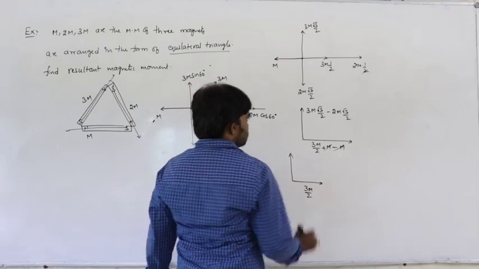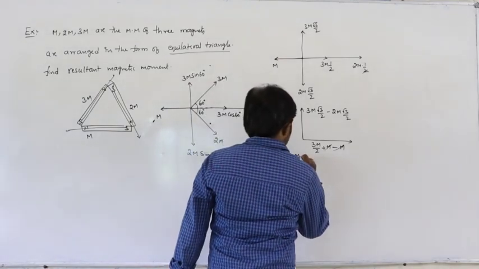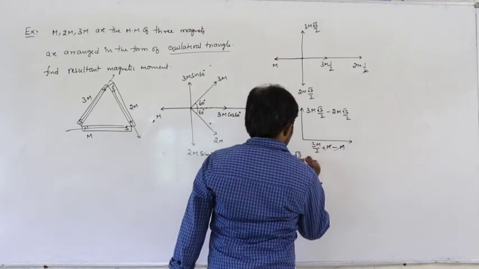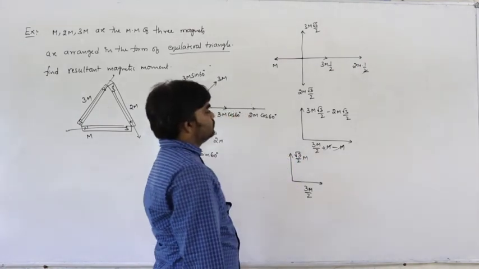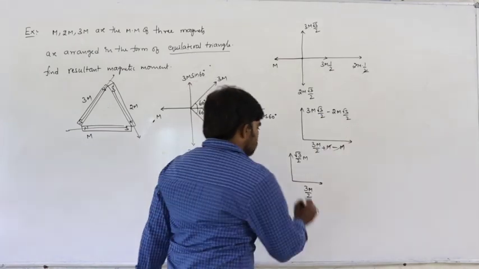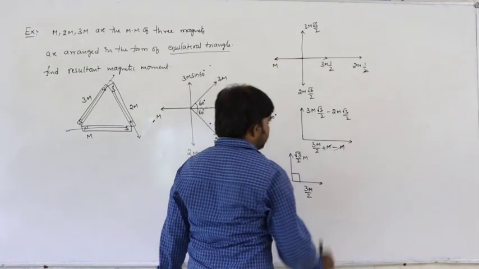How much? m root 3 by 2, or root 3 by 2 m. So root 3 by 2 is common, 3m minus 2m, m. So here the angle between these two is 90.